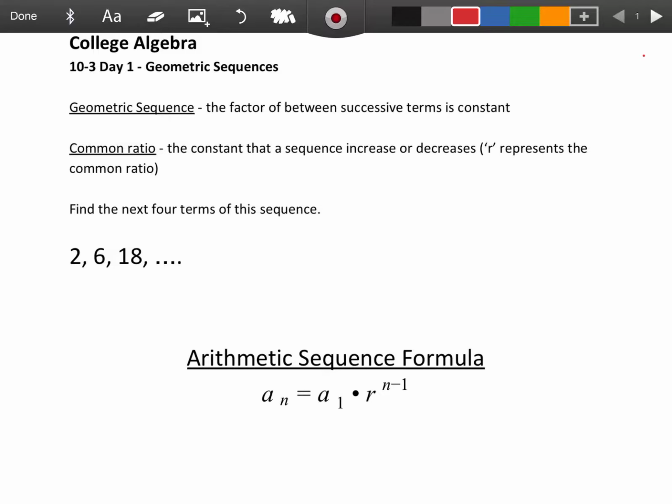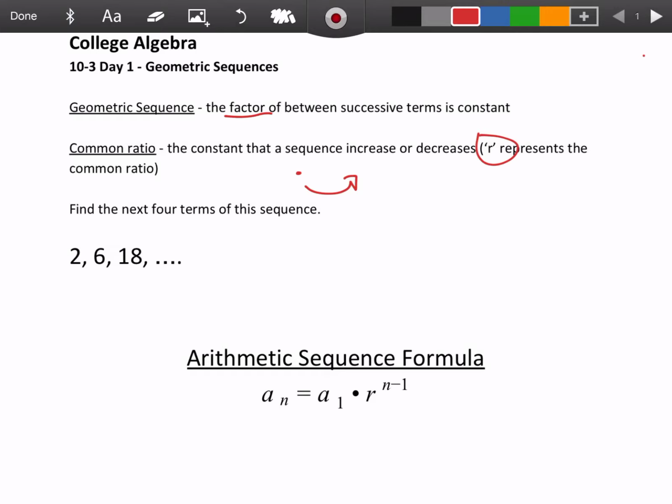With this video, we're going to go through our first day of 10.3, which means that we're switching gears over to geometric sequences. The difference between a geometric sequence and an arithmetic sequence is that we are doing this with factors, or what we call a common ratio, which is represented by r, which means that we're just multiplying to get to that next number. So instead of adding each time, we're going to be multiplying.